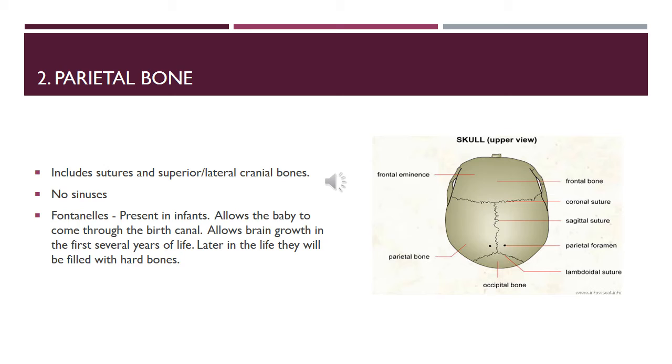Parietal bone forms the superior and lateral walls of the cranium. It has sutures but no sinuses are present in this bone. Let's go to the fontanelles. These are present in infants and commonly known as soft spots. They provide the skull with the flexibility needed to pass through the birth canal. This flexibility also allows your baby's brain and skull to grow during the first year of life. Later they will be filled with hard bone.